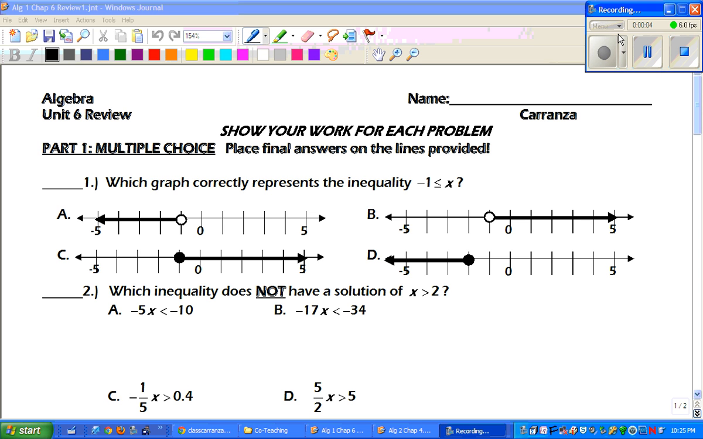Hey guys, this is Mr. Grice for Algebra 1, Chapter 6 Review. Please have this worksheet out in front of you because we will be preparing for the Chapter 6 test.